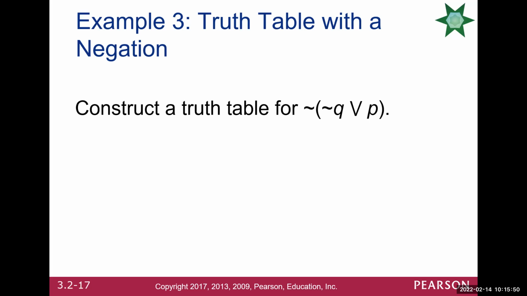Okay, so what we're going to do right now is construct a truth table for this statement. I'm going to read it the way that we know how to read it. It is not true that not Q or P.